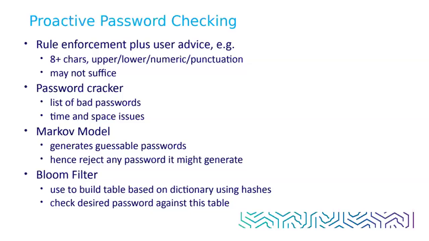And the second technique is password cracker. Instead of checking only the password rules, the system tests whether a password can be guessed easily or not. And the third technique is a list of bad passwords. Many systems maintain a database of commonly used passwords. When a user creates a password, the system will check whether it appears in the list. If it does, the password is rejected.